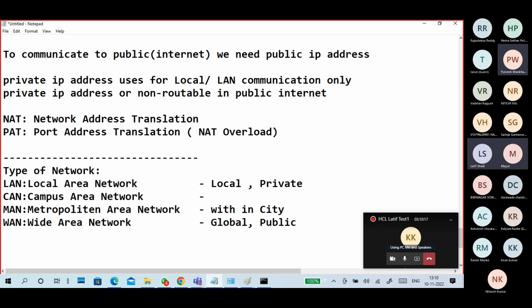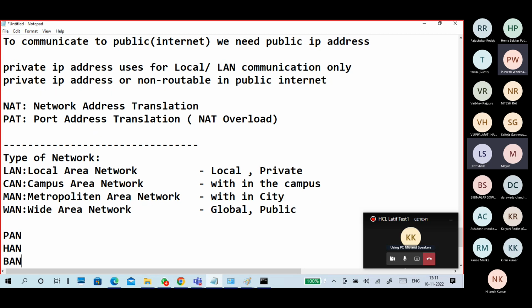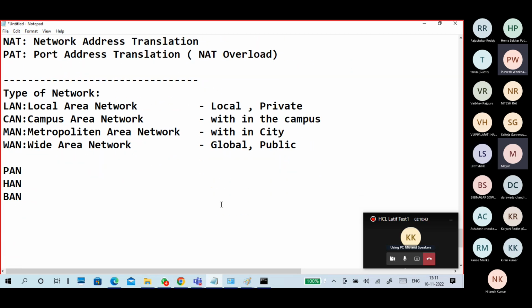Campus is also public, meaning within the campus, between multiple buildings. Of course, there are personal area network, home area network, body area network, and so many other types. Storage area network is also there.